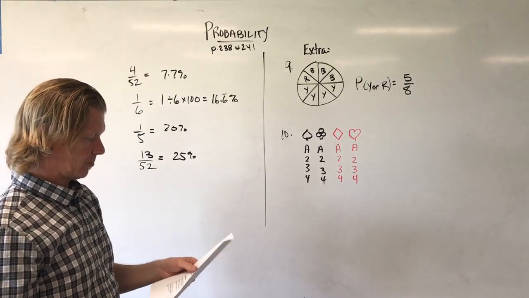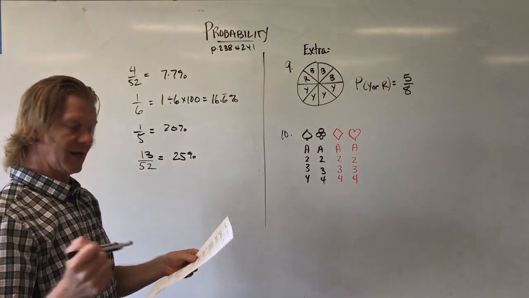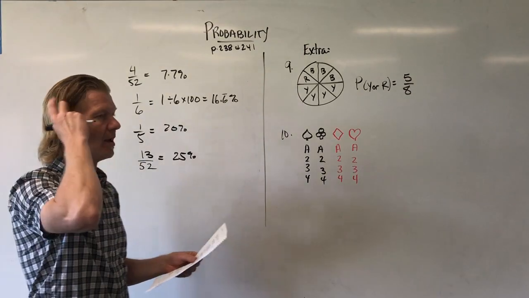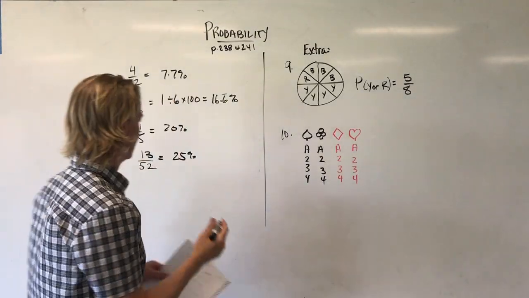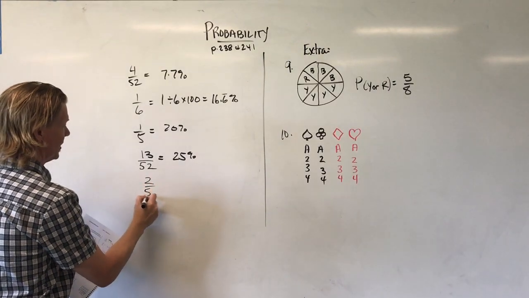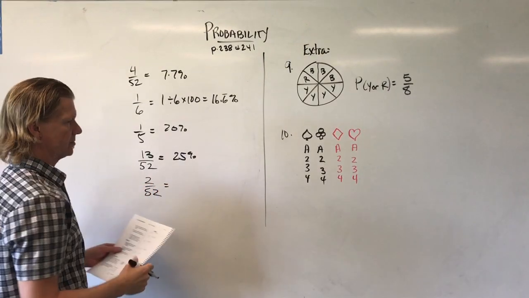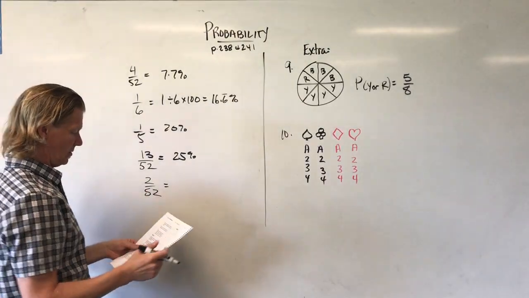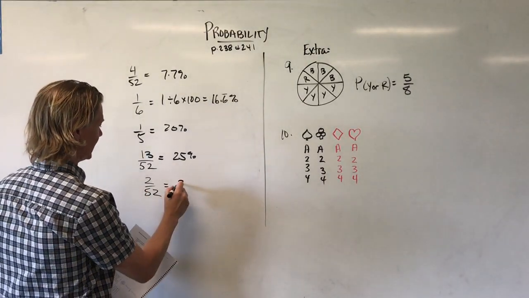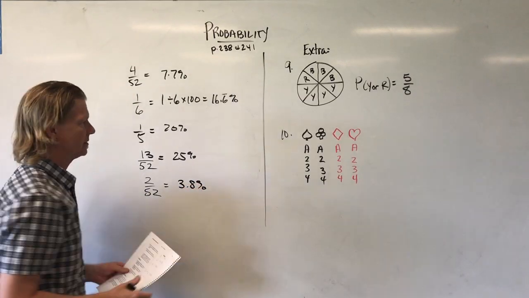Okay? What's the probability of drawing a red king? Number 7, red king. Okay, there's 2 red kings. There's a king of hearts, and there's the king of diamonds. So your fraction would be 2 out of 52. Very small chance, right? Only 2 chances out of 52. So 2 divided by 52 times 100, and I get 3.8%.